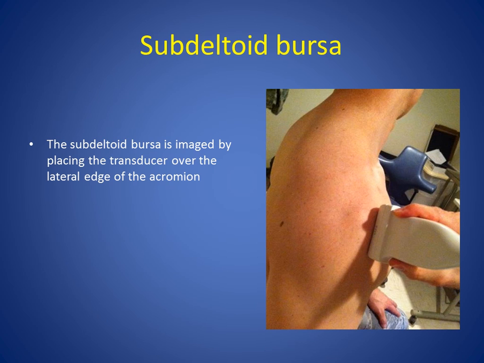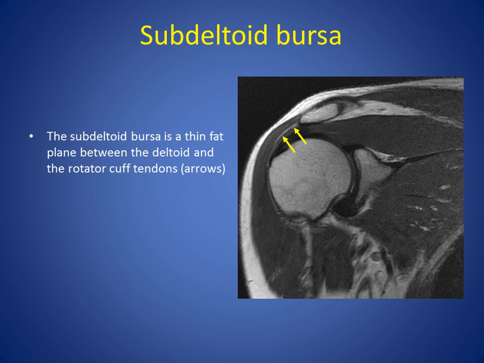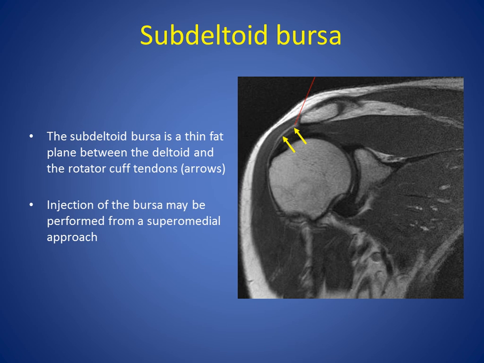If we want to get into the subdeltoid bursa, it's very easy. You can palpate the acromion, put your ultrasound at the lateral edge of the acromion. You're looking for this anatomy. On the coronal MR, you find the acromion. You see the little sliver of fat in between the deltoid and the rotator cuff. That's what you're looking for on the ultrasound, and that's the approach that you will take with the needle.